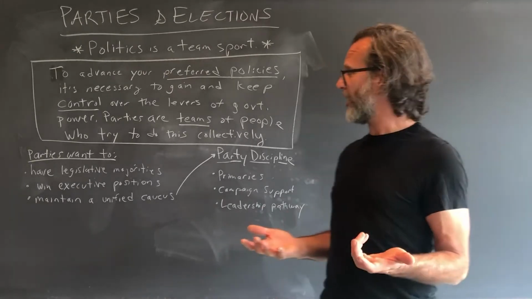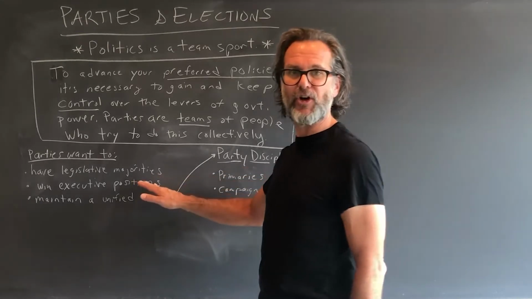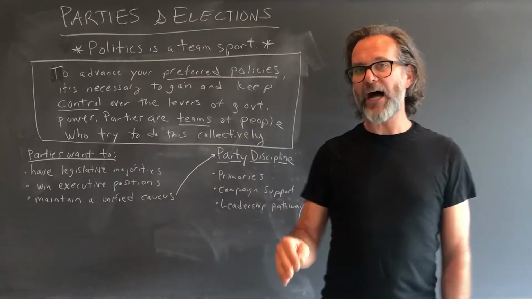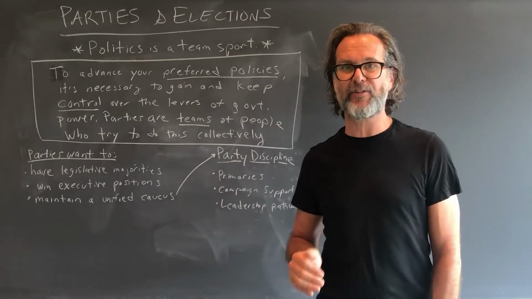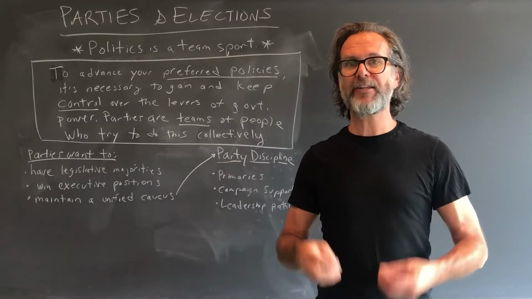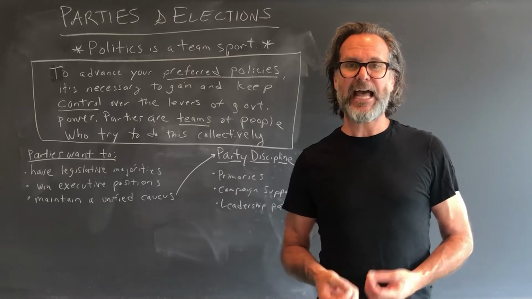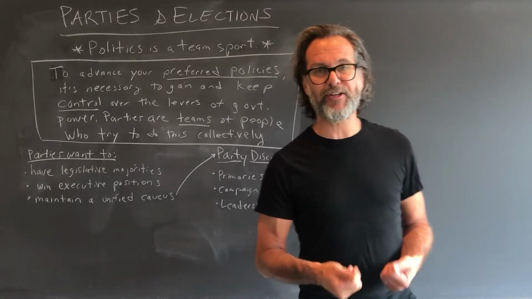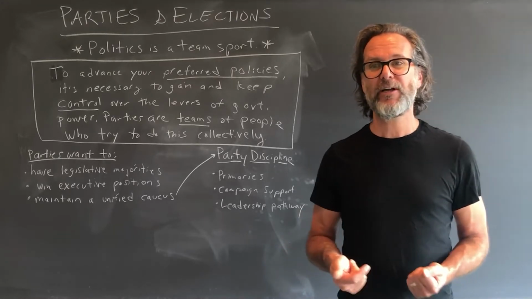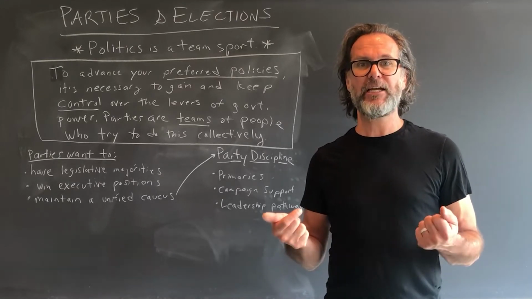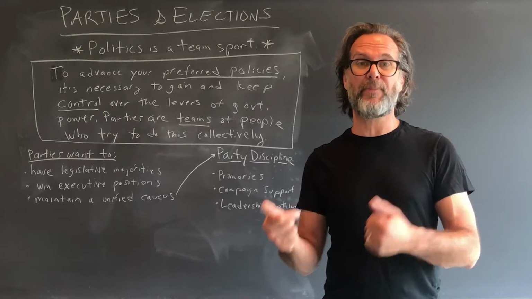Now, what do they want to win? Parties want to have legislative majorities, right? All policy starts in the legislature, whether it's Congress, the state legislature, the city council, the county commission. Policy is a legislative act. Article 1 of the U.S. Constitution is about Congress, the legislative branch, because the legislature is the foundational political branch in a democratic system. It makes all the policies.